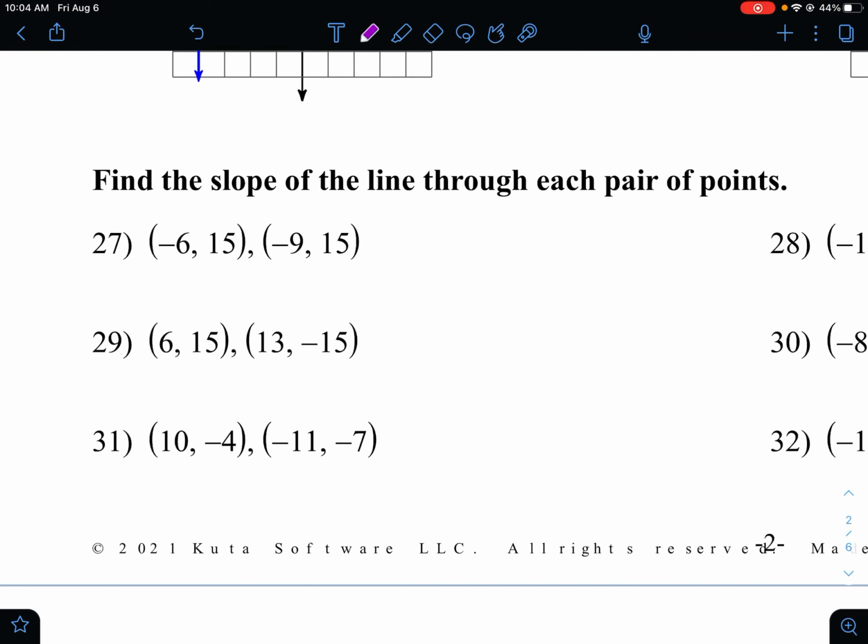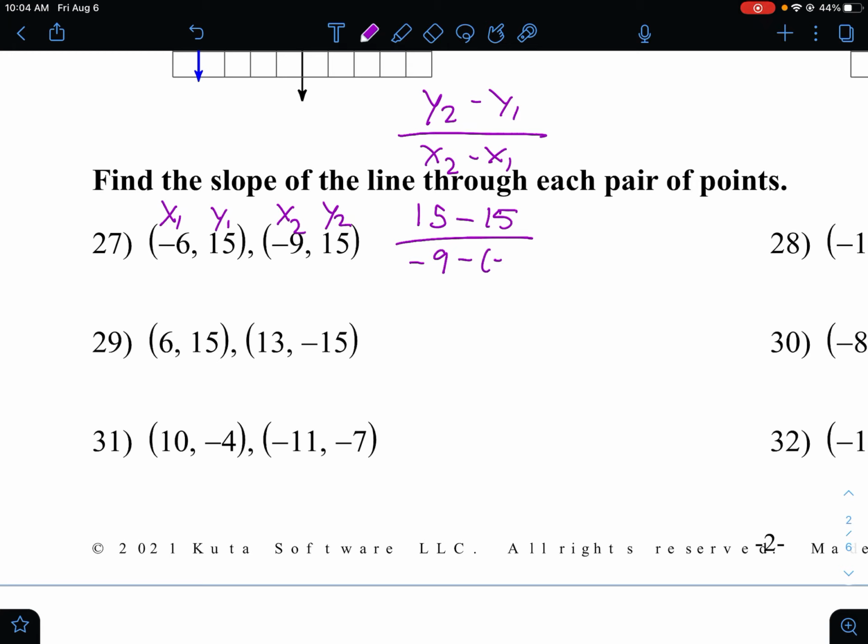All right, and then last one, this is just calculating slope from 2 points, not from a graph. So again, you could just label these x1, y1, x2, y2, and we're going to use our formula, y2 minus y1 all over x2 minus x1. All right, so then we're going to do 15 minus 15 all over -9 minus -6. So we calculate the top, we get a 0, and we calculate this bottom. We have to rewrite it, so we get -9 plus 6, which is going to give me a -3. 0 divided by -3 gives me 0.